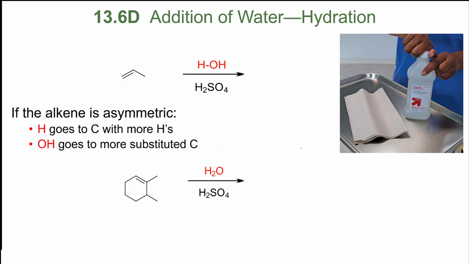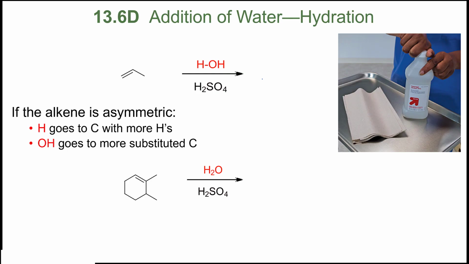So just like in the case of hydrohalogenation, if we have an asymmetric alkene, the H is going to go to the carbon with more hydrogens, and the OH, or the other group, will go to the carbon that's more substituted. So in this case, with propene, we'll see the same carbon skeleton. The hydrogen is going to go to the carbon that has more hydrogens, and the OH goes to the more substituted carbon. In the case of the cyclohexene, our carbon skeleton stays the same, and then we're going to add our OH to the carbon with more carbons, and the H to the carbon with more hydrogens.